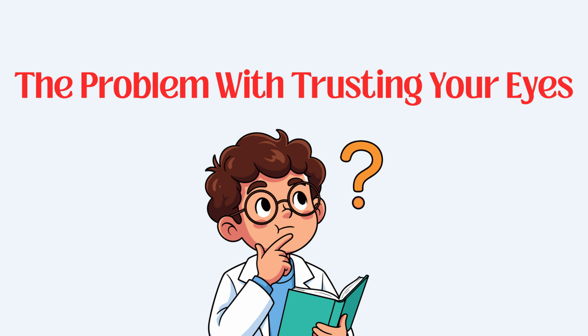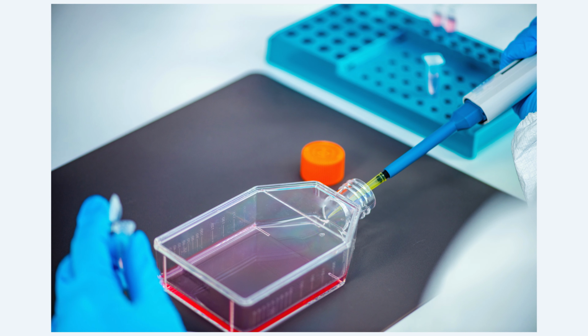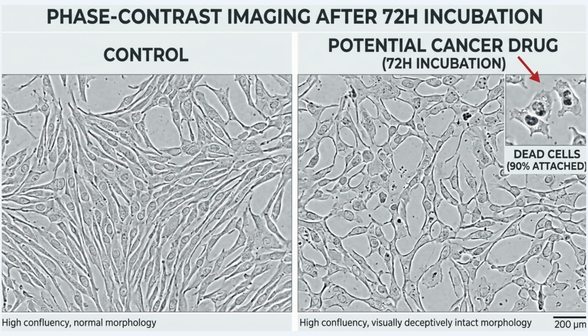The problem with trusting your eyes. Here is a nightmare scenario. You add a potential cancer drug to your cells, incubate for 72 hours, and look at the flask. The cells look fine. Confluency looks similar to the control. You conclude the drug has no effect. You publish. Later, someone repeats your experiment with an actual viability assay. 80% of your cells were dead. They just had not detached yet.